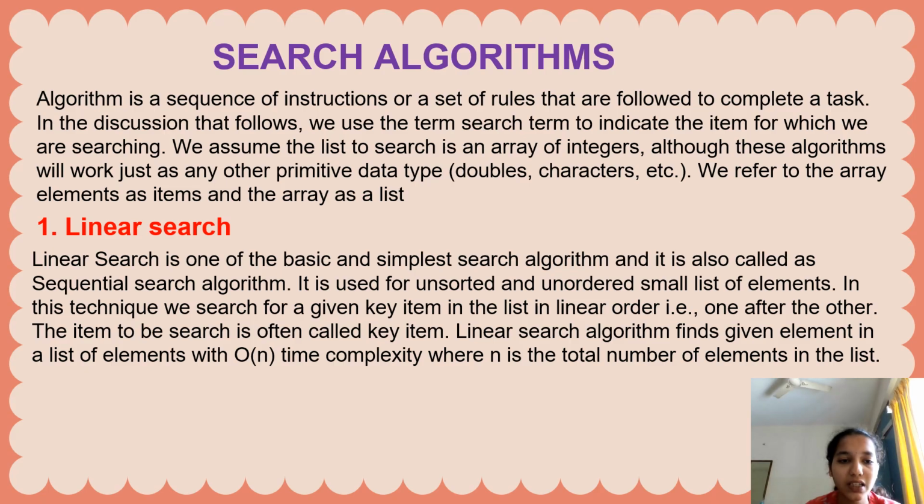First, linear search. Linear search is one of the basic and simplest search algorithms, and it is also called the sequential search algorithm. It is used for unsorted or unordered small lists of elements. In this technique, we search for a given key item in the list in linear order, that is, one after the other. The item to be searched is often called the key item. The linear search algorithm finds a given element in a list of elements with zero index. Time complexity, where n is the total number of elements in the list.